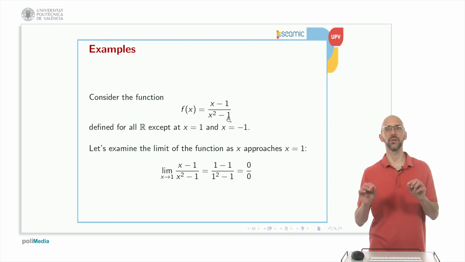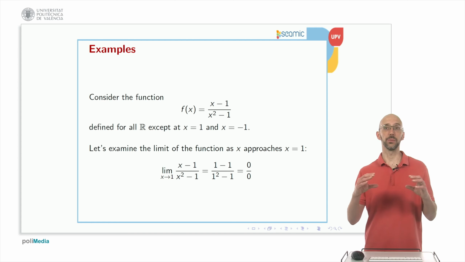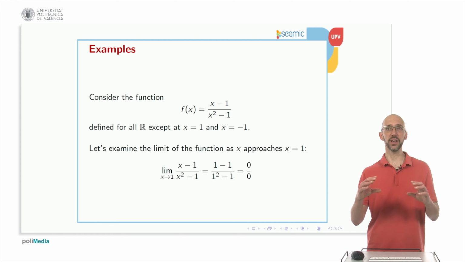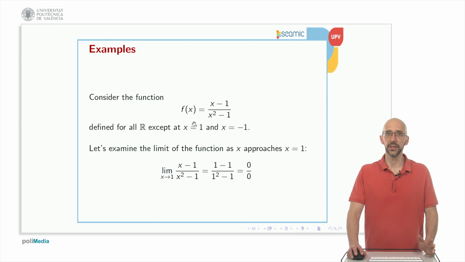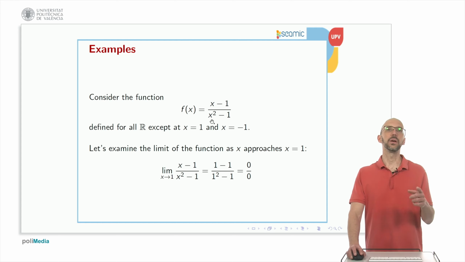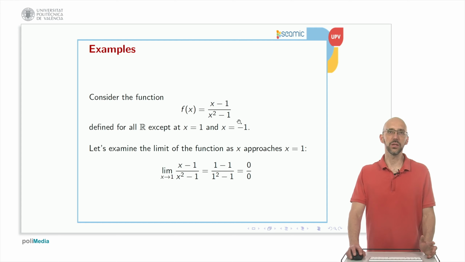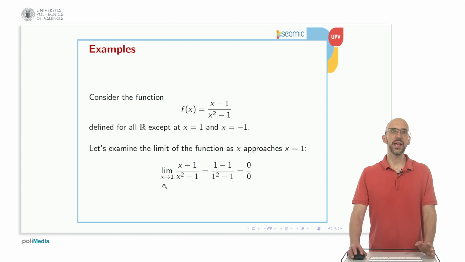Be careful always with quotients. The denominator cannot be 0, so the first thing you need to check is whether there is any point at which the denominator is equal to 0, and this is easy to see. If you set x squared minus 1 equal to 0, you obtain two values, 1 and negative 1. The two values you see here. Let's start calculating the limit of this function when x approaches 1.